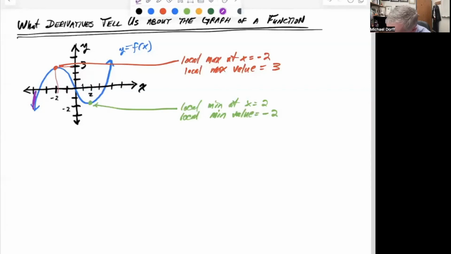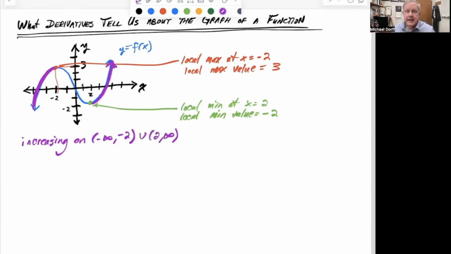I can also talk about where the function is increasing in value. So if I look here at my purple part, the graph of the function is increasing, but f is increasing, and that is on from -infinity to x equals -2. It's also increasing on the right side of the graph from +2 to infinity. It's increasing because as x gets larger, the y values are getting larger.